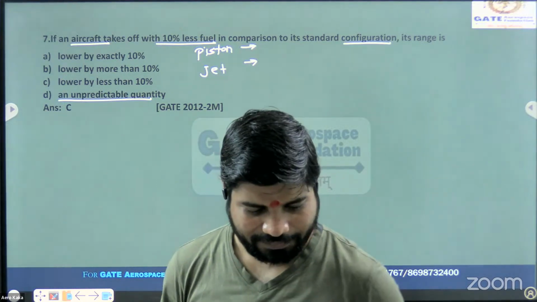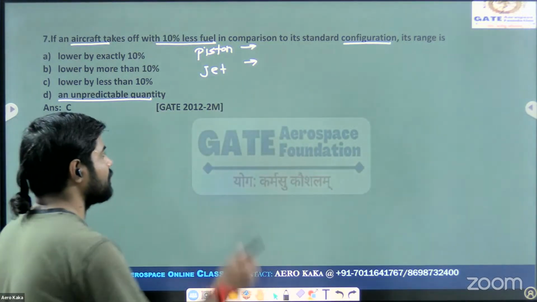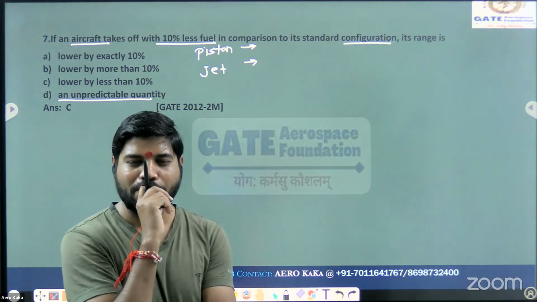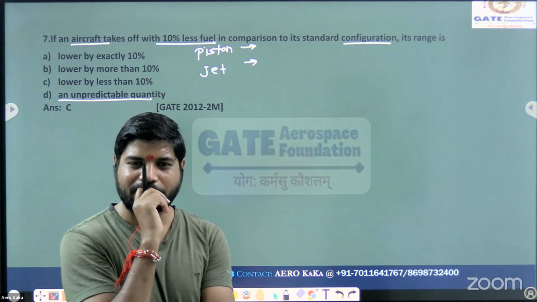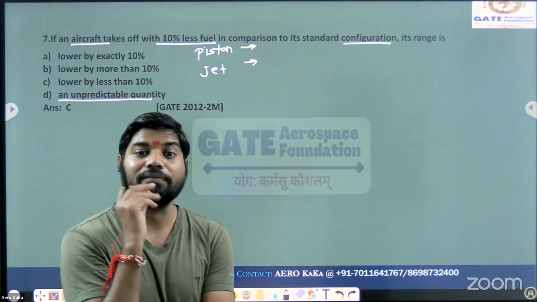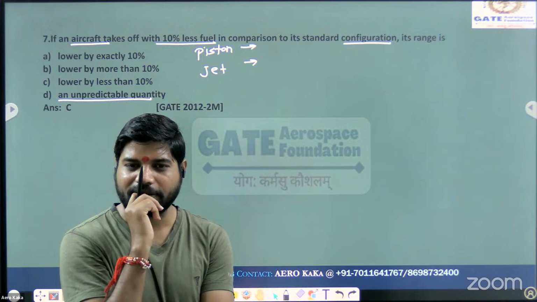2 by CD, CL power 0.5 by CD, under root 2 by rho infinity S, W naught raised to 1 by 2 minus W1 raised to 1 by 2. Another one? I'm talking here about the range of a piston as well as the jet engine aircraft.